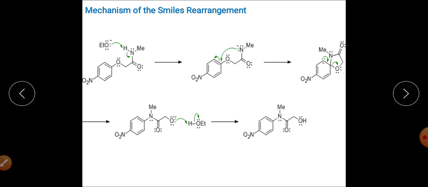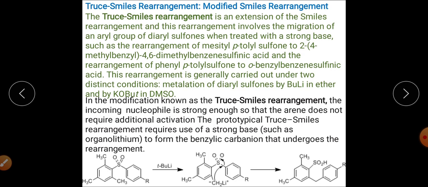So this is overall about the Smiles rearrangement. You can vary this Y, X, and here you have the W and the W prime group, which must be electron withdrawing groups, for your kind information, right? Now there is a modification of this Smiles rearrangement, and that modification is called the Truce-Smiles rearrangement.